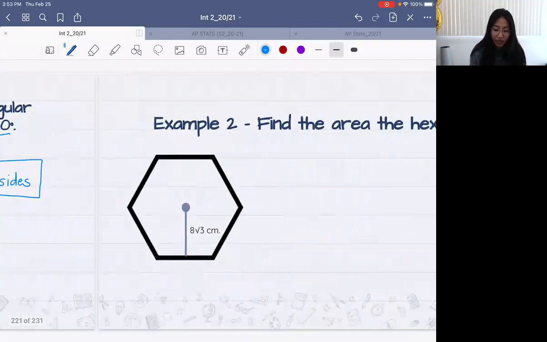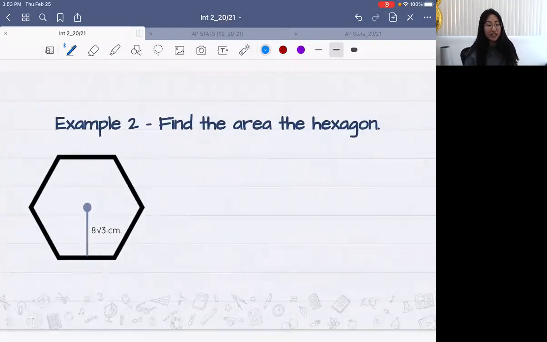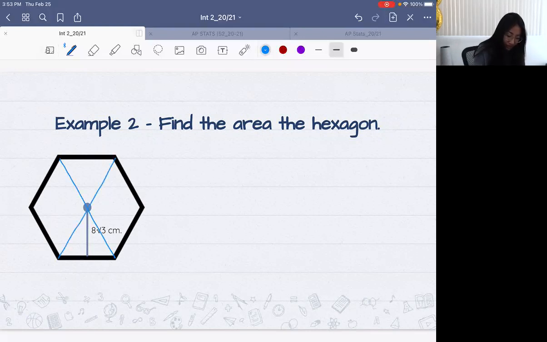All right, example number 2 is to find the area of a hexagon. Usually with this hexagon, we first cut our shape into triangles. We then find the central angle, find the area of that one triangle, and then we find the area of the whole entire hexagon. So let me just start off by cutting it into pieces. If I were to cut it, it would look something like this. And because we've done this so many times, we know that the central angle is going to be 60 degrees.